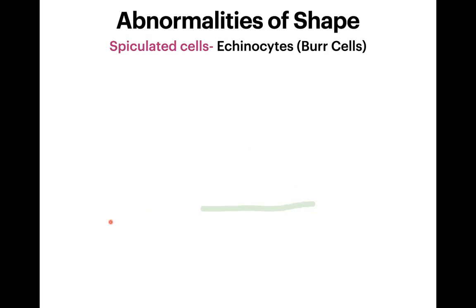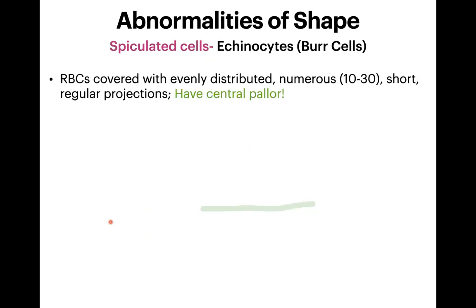So the fourth and last spiculated cell is the echinocyte, or another name for them is Burr cell, but it's better to describe them as echinocytes only. These are RBCs covered with evenly distributed spicules. Just focus on the differences. Acanthocytes have unevenly distributed spicules; here they are evenly distributed. Acanthocytes have few, here they are numerous: 2 to 20 spicules in acanthocytes, 10 to 30 here.